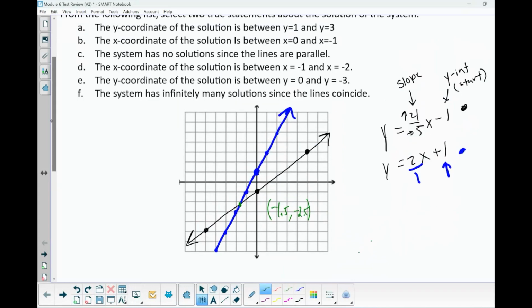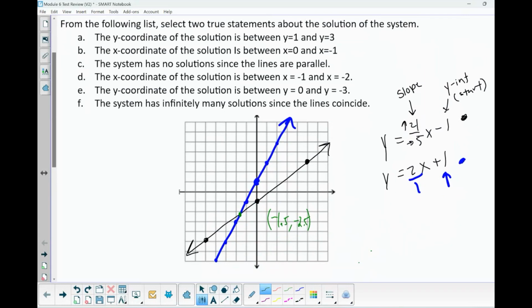All right, so letter A says the y-coordinate of the solution is between 0 and 3. Well, we know it's definitely negative, so it can't be A. B says the x-coordinate of the solution is between 0 and -1. It's definitely past -1, so it can't be B. C says the system has no solution since the lines are parallel. Definitely not parallel. They have a point of intersection. They don't have the same slope, so it can't be C.